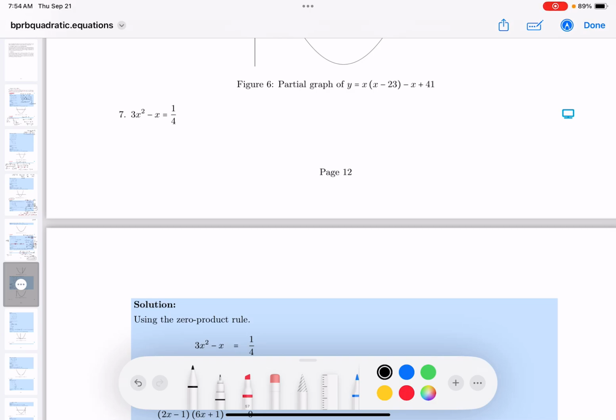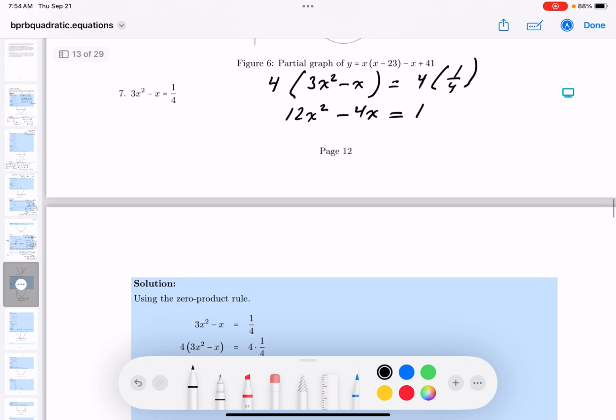Okay, the first thing I'd recommend for most students is to clear the fraction. And how do you do that? Multiply both sides by the LCD, which is 4. So I'm going to write that down for you. 4 times the left side, which is 3x squared minus x, and 4 times the right side. I'm treating both sides the same way. What do you get there? 12x squared minus 4x, and 4 times 1/4 is just 1.